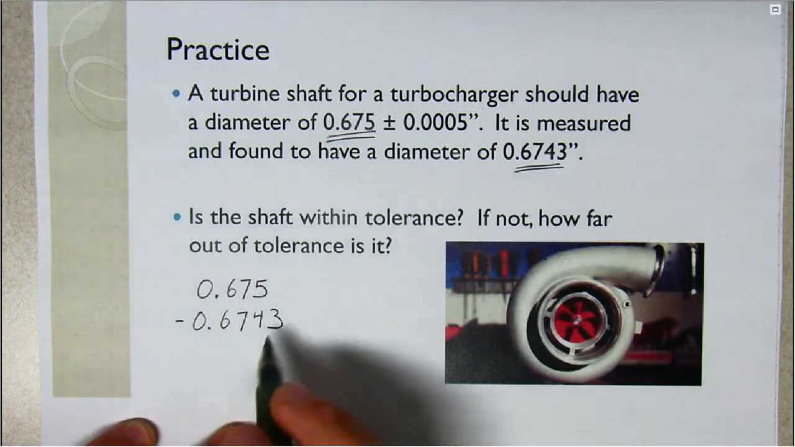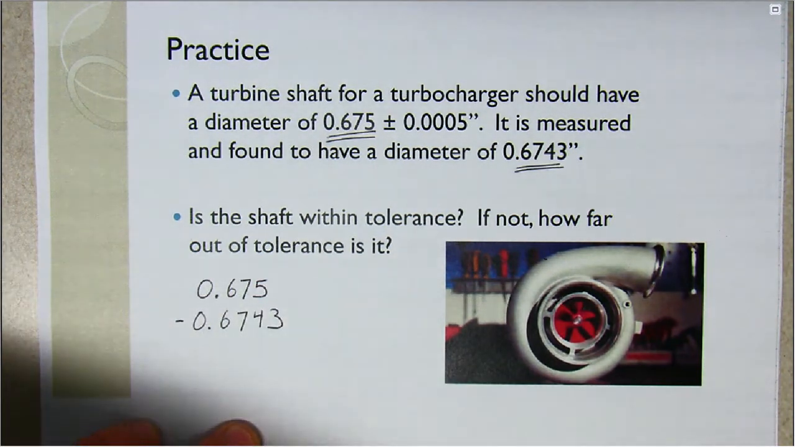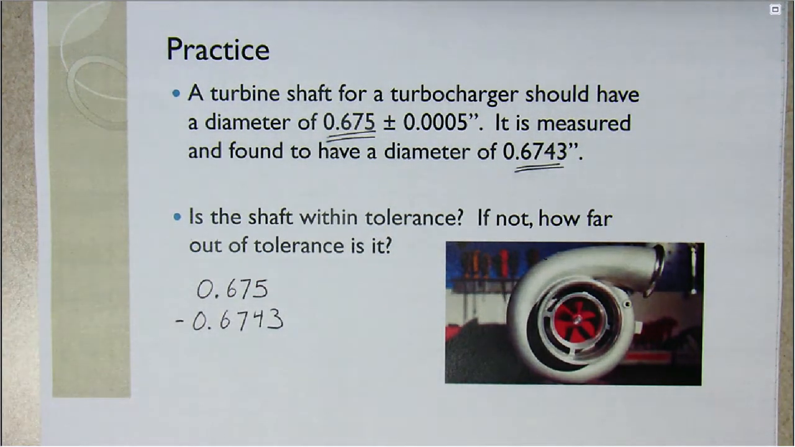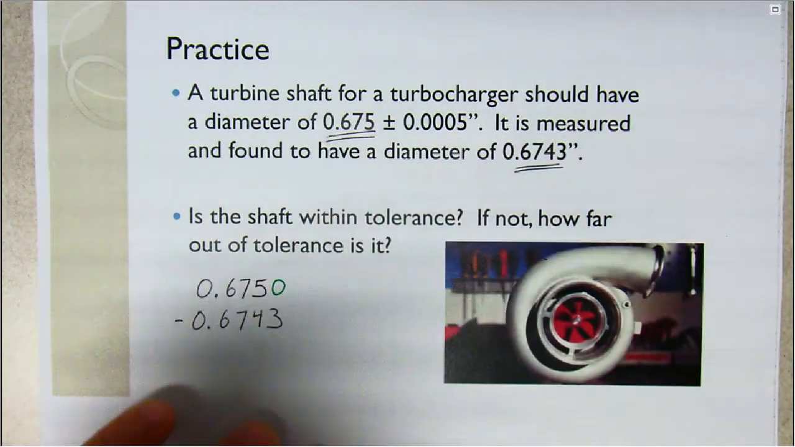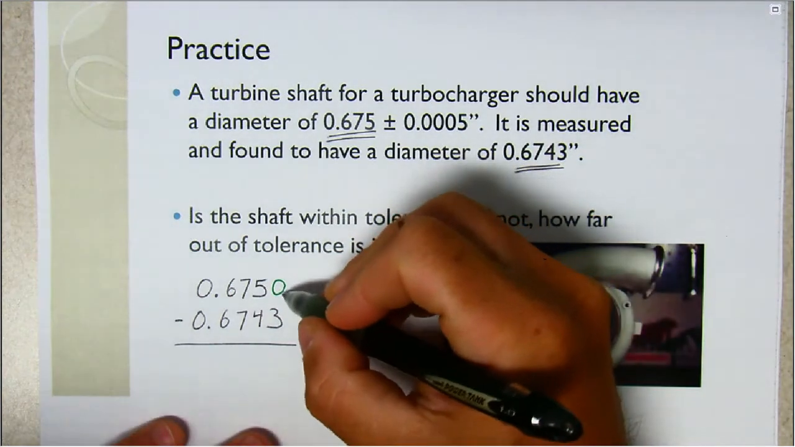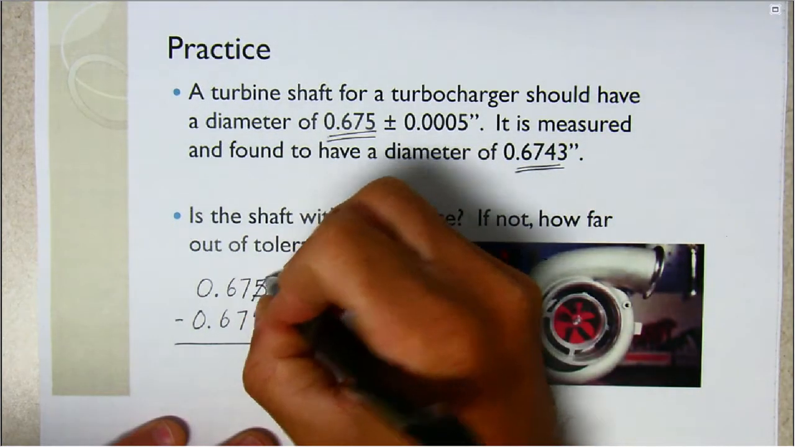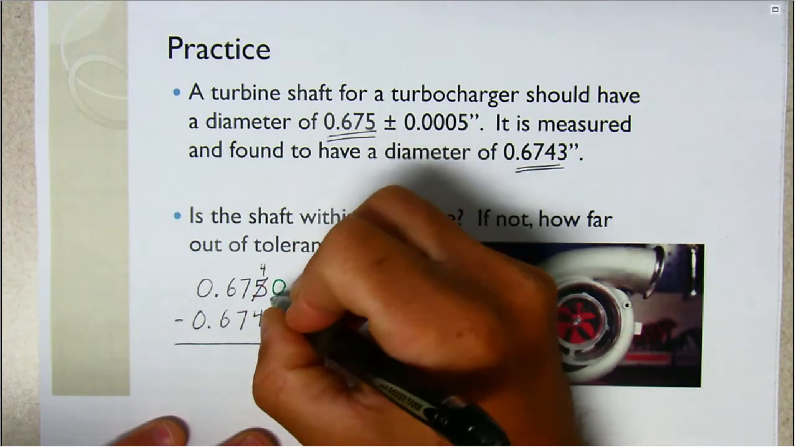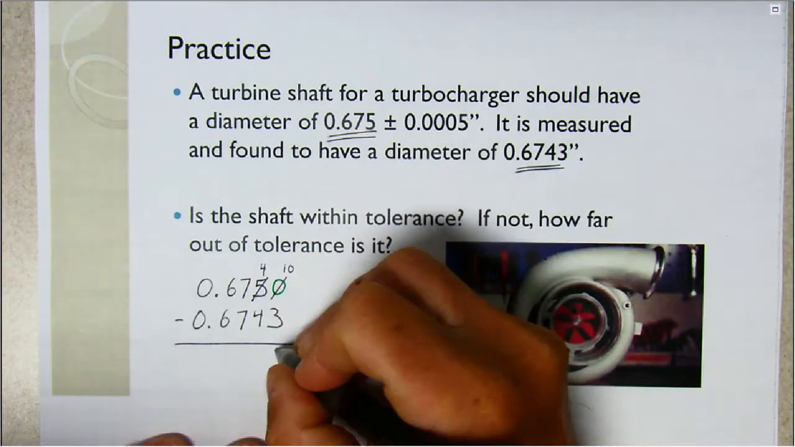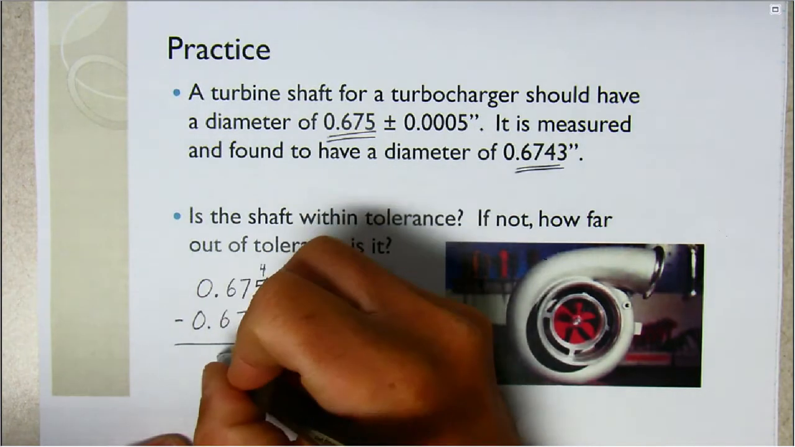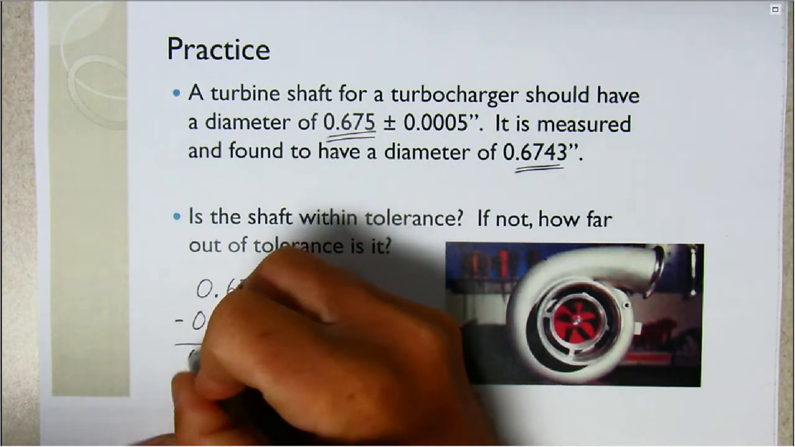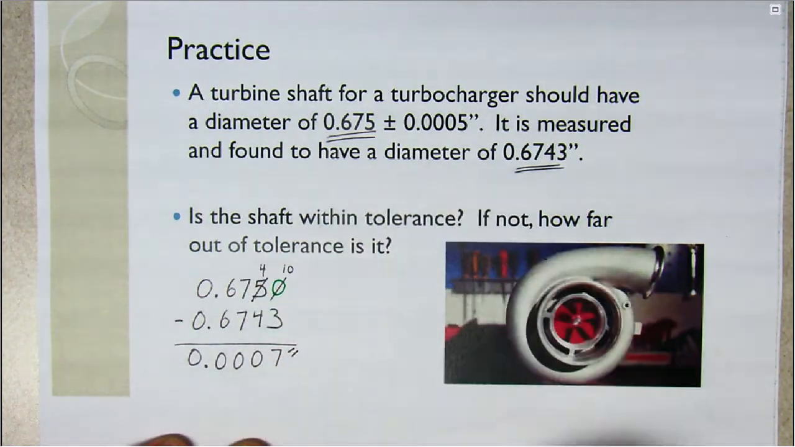Now notice here that we don't have a 10,000ths place on this number. So we're going to go ahead and insert a 0 there just so that we can perform our subtraction. Okay, 0 minus 3, we can't do that. We're going to have to borrow. That 5 becomes a 4, and this becomes a 10. 10 minus 3 is 7, 4 minus 4, 7 minus 7, 6 minus 6. There's our decimal point. The difference is 7/10,000ths.